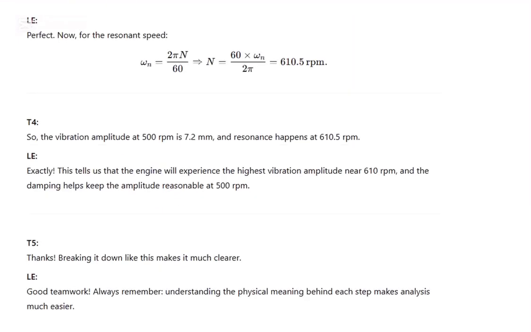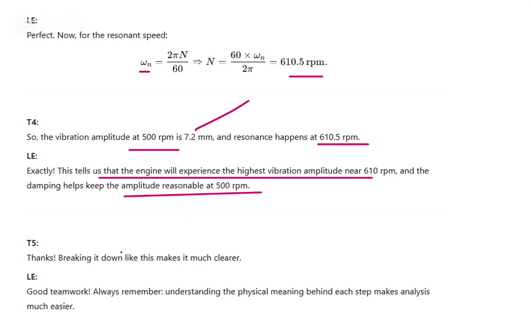Then now for the resonance speed omega n, from that we can come to know. So vibration amplitude at 500 rpm is 7.2 mm, resonance speed is 610 rpm. This tells us the engine will experience highest vibration amplitude near 610, and the damping helps keep the amplitude reasonable at 500 rpm. Breaking down like this makes it much clearer.